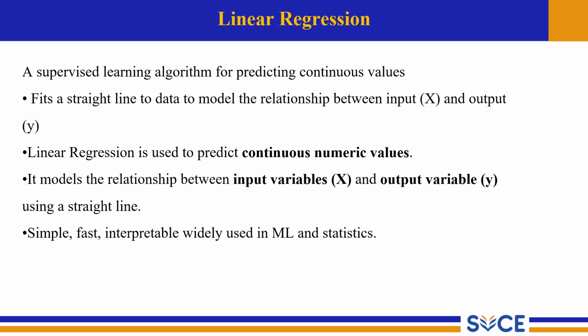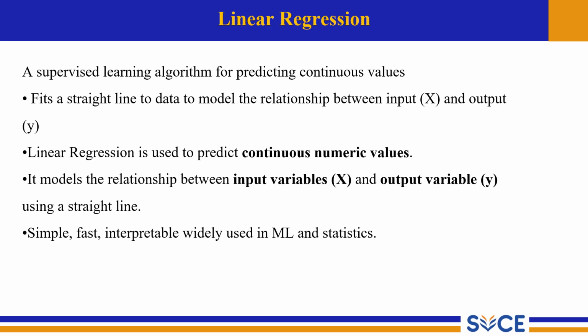This line is not chosen randomly. It is mathematically calculated in a way that minimizes the error between the predicted value and the actual value in the dataset. By doing this, linear regression provides a clear way to understand how much y changes when x changes. One of the reasons this method is so popular is its interpretability. We can look at the model's equation and understand exactly how each feature influences the result.